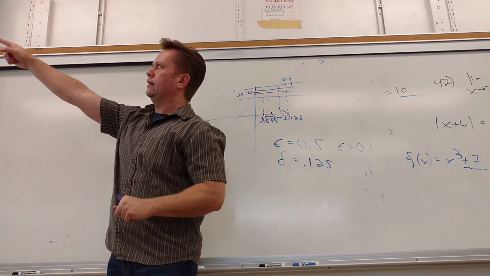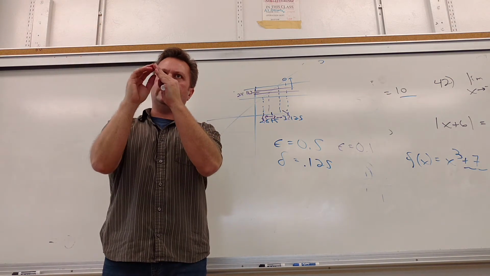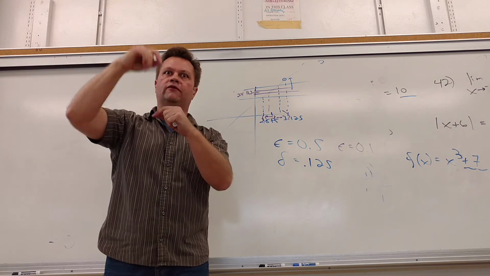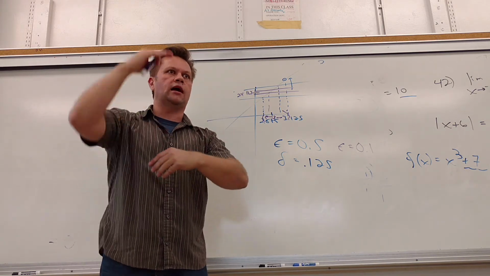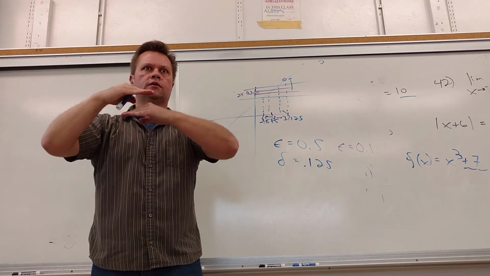So if I had the right limit, as people say I want to get closer and closer, I can always find a way to get as close as they want me to be. If I had the wrong limit, it's not going to work. At some point I'm going to realize I can't get where you want me to be. That must not be the limit.